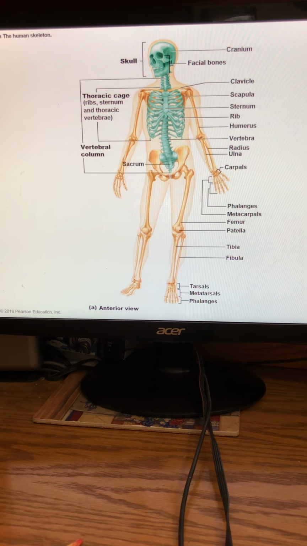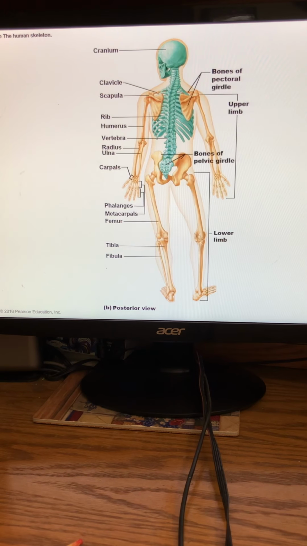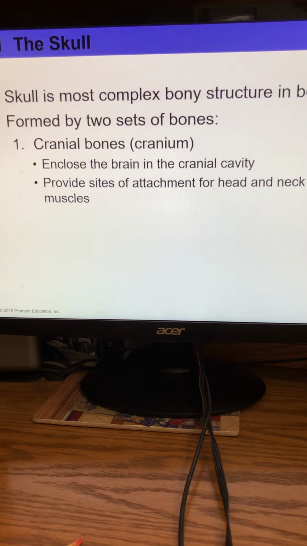So this picture here shows the blue is the axial skeleton, and you can see the upper extremities attached to it at a pectoral girdle that we'll do in another video, and the lower extremities attached to the axial skeleton with the pelvic girdle that we'll go over in the appendicular portion. So you can see the back side of it and how it's attached.